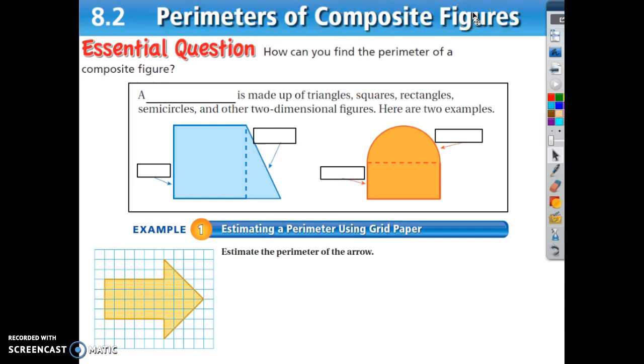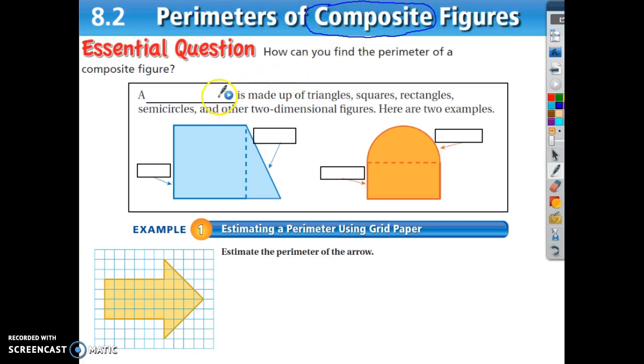Hello and welcome. Today we're going to be discussing section 8.2, which is on perimeters of composite figures. Composite figures, this word composite, comes from the word compose, and all this means is that we're taking two shapes and putting them together to form one shape. Our essential question is, how can you find the perimeter of a composite figure?